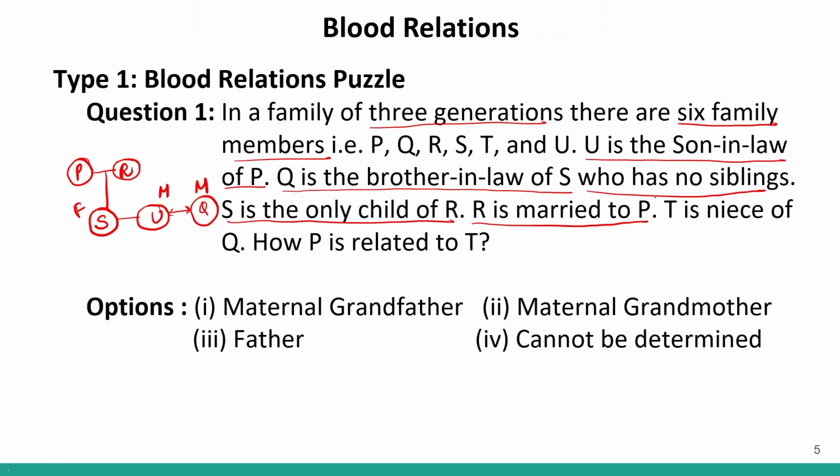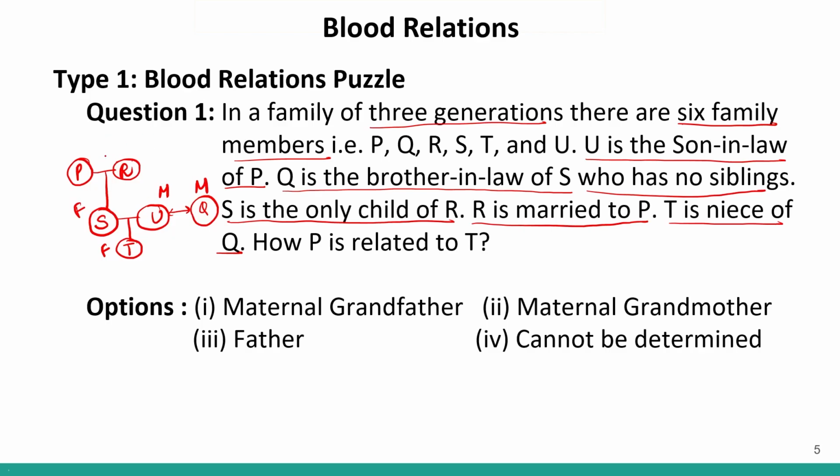Okay? Now it is given to us T is the niece of Q. Niece of Q means T will be the daughter of Q's brother or sister. That is how you get the relationship of niece. So that means T will be basically the daughter of S and U. If it is a daughter, it is called niece. Female is called niece, and if it is male, it is called nephew. So T is the niece of Q. That means T will be the child of S and U. T will be the daughter of S and U.